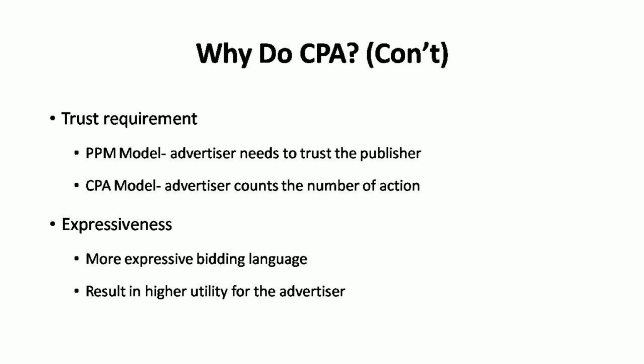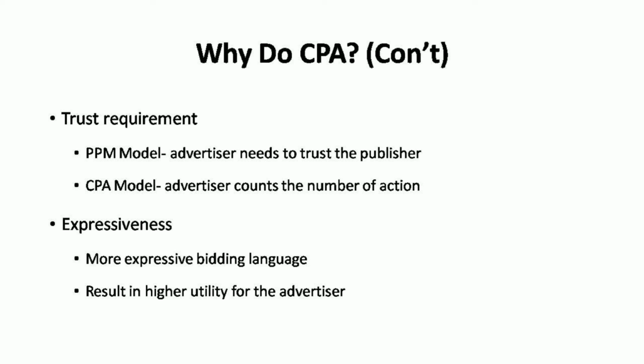Next is the trust requirement. In the PPM model, as in traditional magazine advertisement, the advertiser needs to trust the publisher to count the number of impressions on their ad. The situation's better than the PPC model, but still various technical difficulties produce discrepancies between the click statistics on the publisher side and on the advertiser side. In the CPA model, this issue is completely eliminated, as it's the advertiser who counts the number of actions.